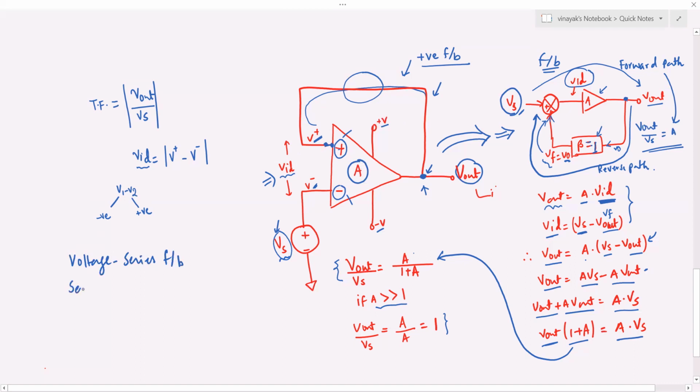It is also called series feedback. We call it series because we are sensing the voltage at the output, which is a series method of sensing, and we are mixing that voltage in series with the input voltage. That's why we call it series. And this is a positive feedback system.